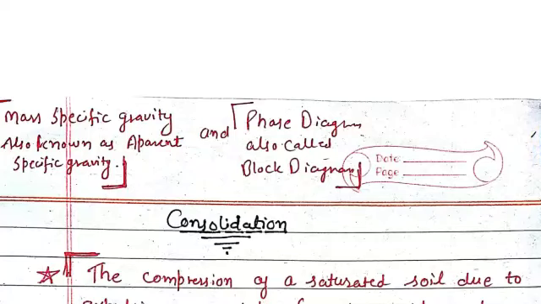Next one, mass specific gravity, also known as apparent specific gravity, and phase diagram, also called block diagram.